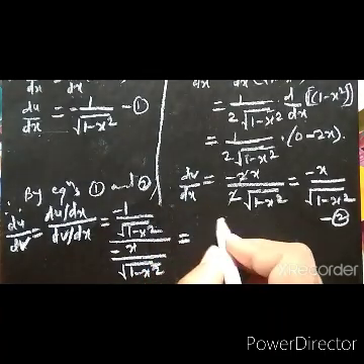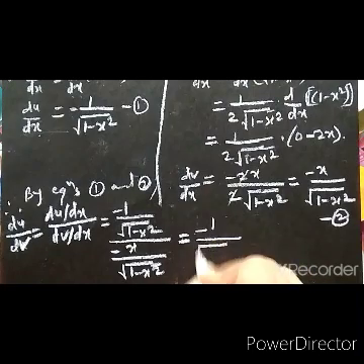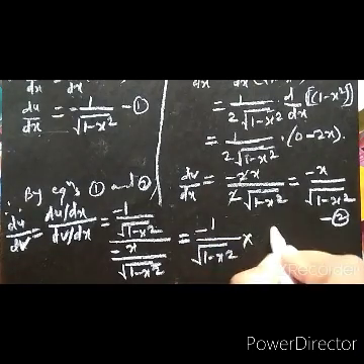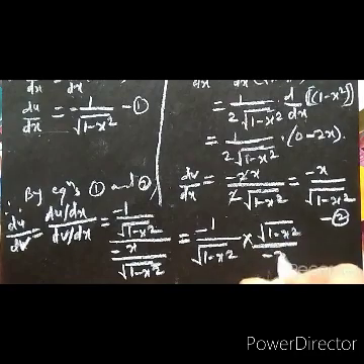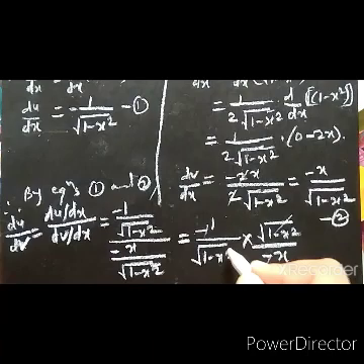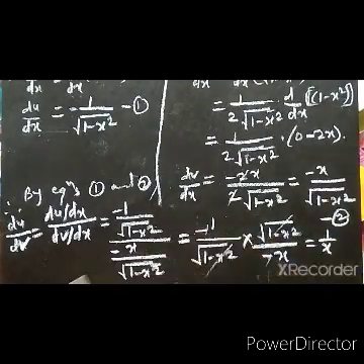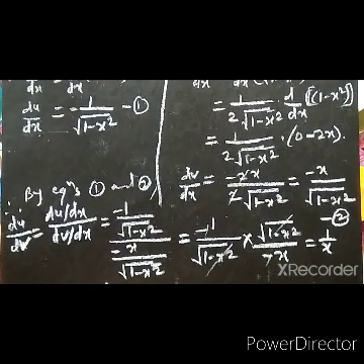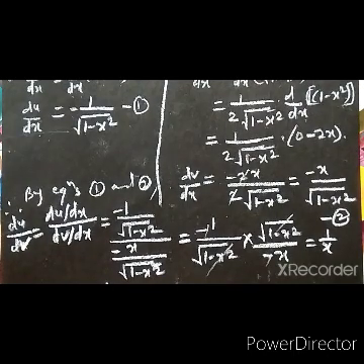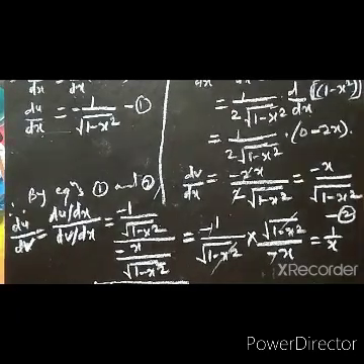We can write it using the multiplicative inverse: minus 1 upon root 1 minus x square into root 1 minus x square upon minus x. So minus minus get cancelled, root 1 minus x square get cancelled, and we got 1 upon x. Therefore here we can write du upon dv is equal to 1 upon x.